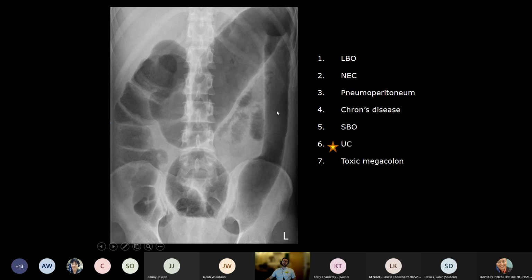But we've got this classic lead pipe colon, haven't we, where it's completely straight. The folds of the bowel have gone. There's no fecal residue within it.